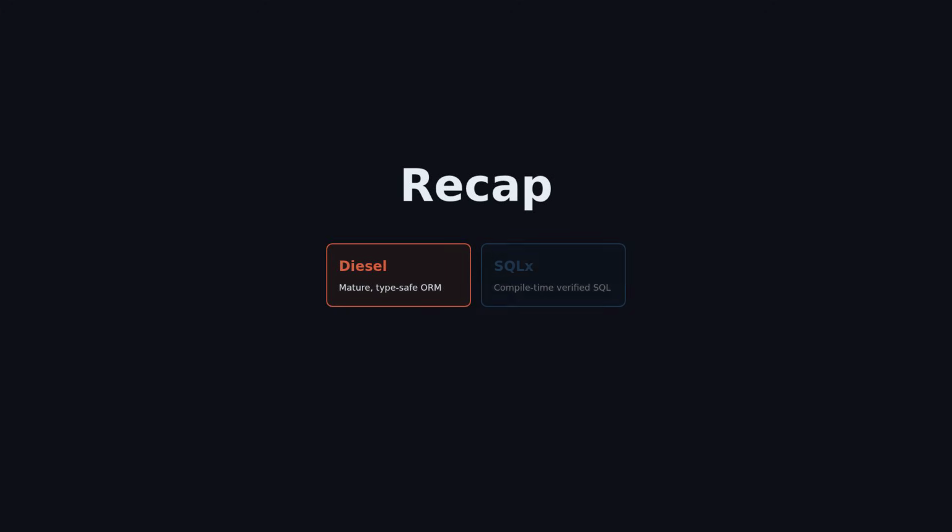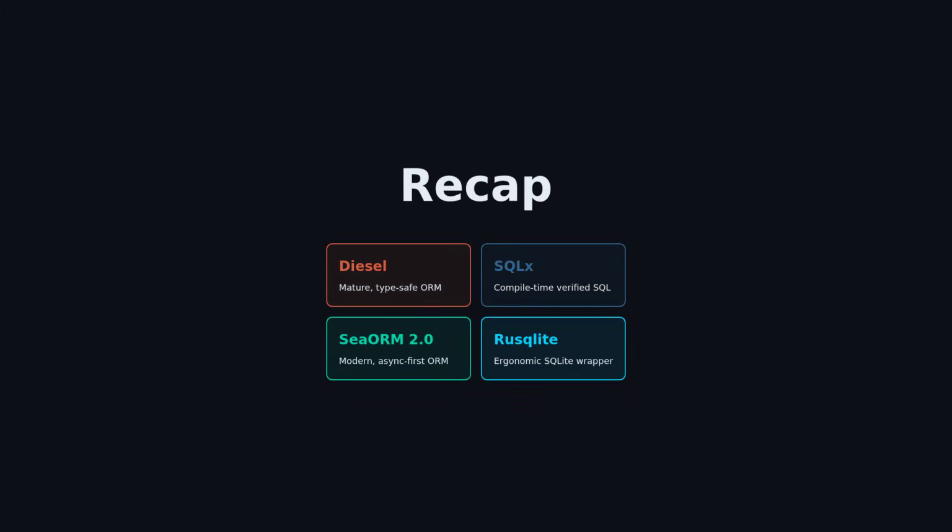Alright, let us recap what we covered. We went through 4 major Rust database libraries: Diesel, the mature, compile time checked ORM with excellent type safety; SQLx, the async SQL toolkit with compile time verified raw SQL; SeaORM, the modern async first ORM with dynamic query capabilities and SeaORM 2.0 improvements; Rusqlite, the lightweight ergonomic SQLite wrapper. Each has its place. Now you know when to use which.